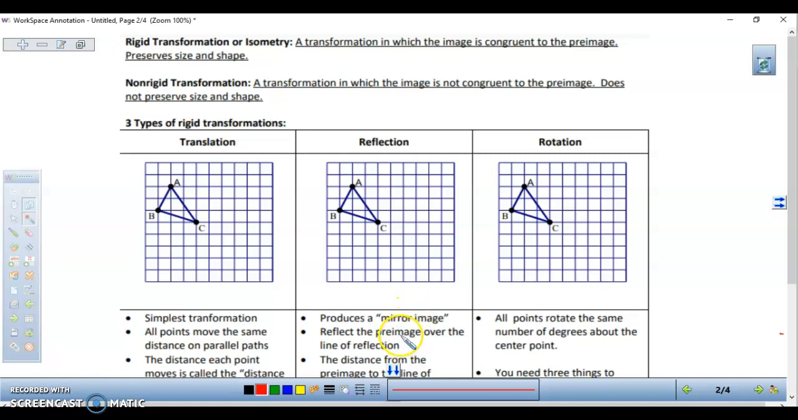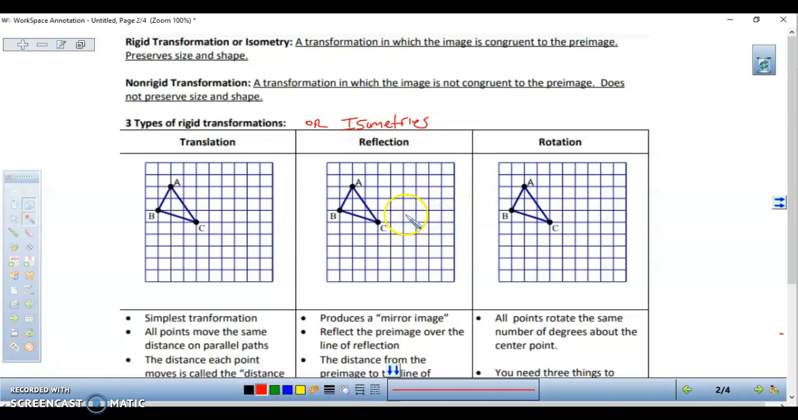So there are two types of transformations we'll discuss. The first is called a rigid transformation, also referred to as an isometry. And this is a transformation in which the image is congruent to the pre-image, which means the size and the shape are preserved or don't change. And that's going to be our focus of today's lesson. But there's also what's called a non-rigid transformation, and that's a transformation in which the image is not congruent to the pre-image. It does not preserve size and shape. We'll get to that later. Today's focus is on rigid transformations, or isometries.